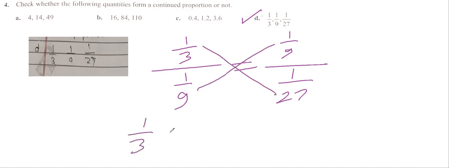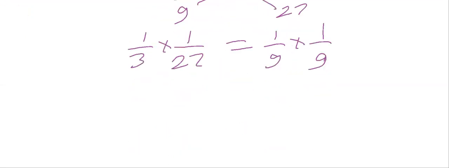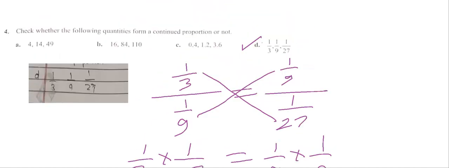So 1 by 3 into 1 by 27 is equal to 1 by 9 into 1 by 9. Now when I multiply this, I am getting 27 into 3 is 81. This also I am getting 9 9s are 81. So it is matching. It means it is in continuous proportion. Done. Understood?